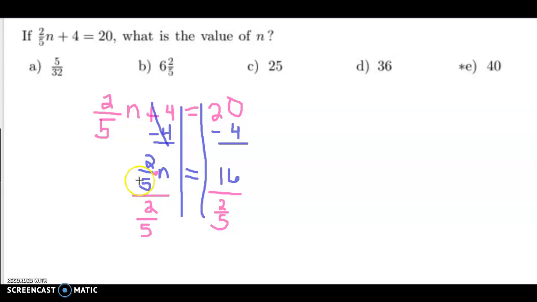You have a calculator, first of all. And I can go ahead and divide 2/5 by 2/5 because that's just a fancy form of 1. So I'm left with 1n on this side. Now I have 16 divided by 2/5.